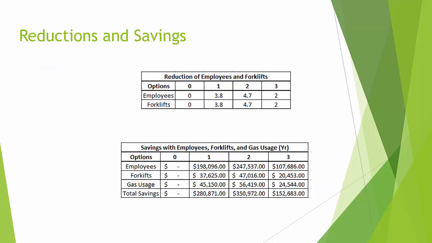In our current state, we calculated the cost of material flow in 3 ways: using employees, forklift leasing, and the gas usage for traveling and material flow. By reducing these, we were able to estimate the cost savings for each of our options that we talked about previously. Option 1 gave us savings of $280,000 a year. Option 2 gave us savings of $350,000 a year, and option 3 gave us savings of $152,000 a year.